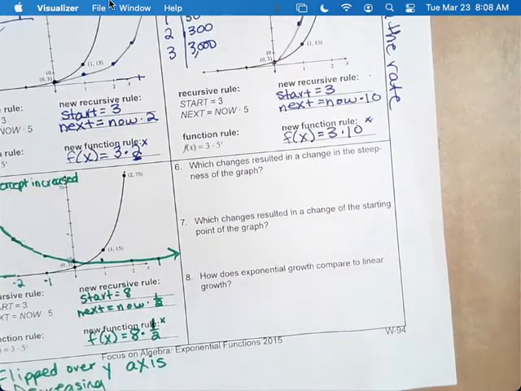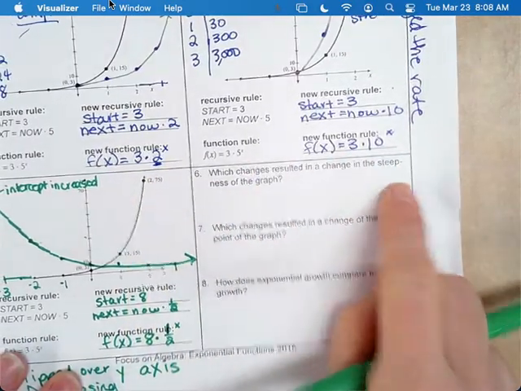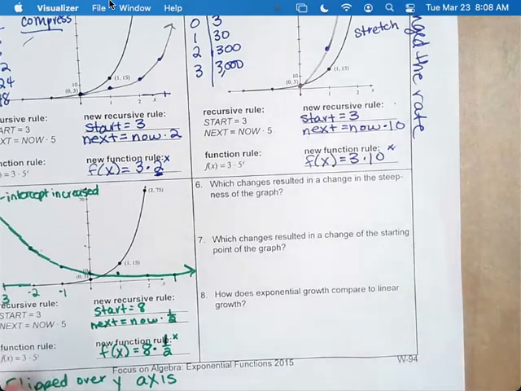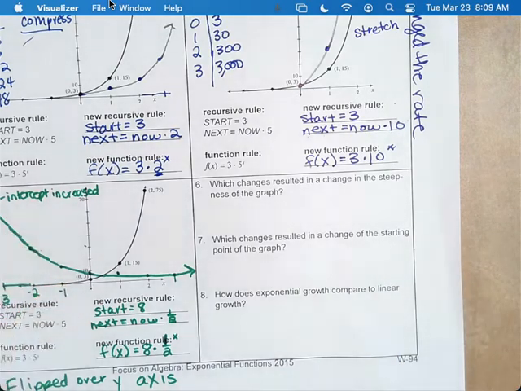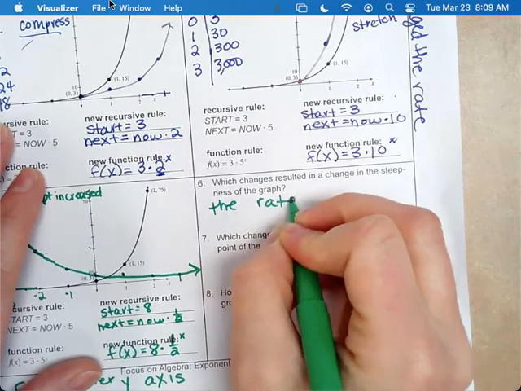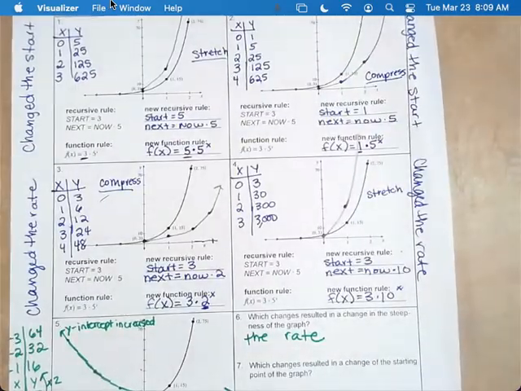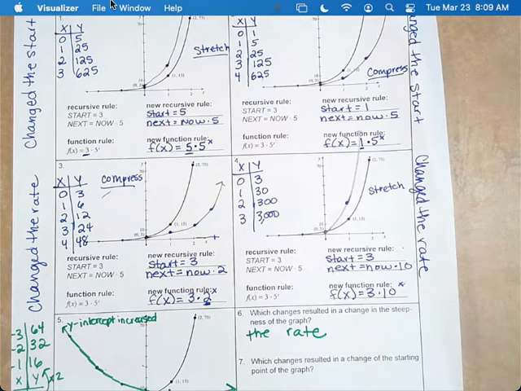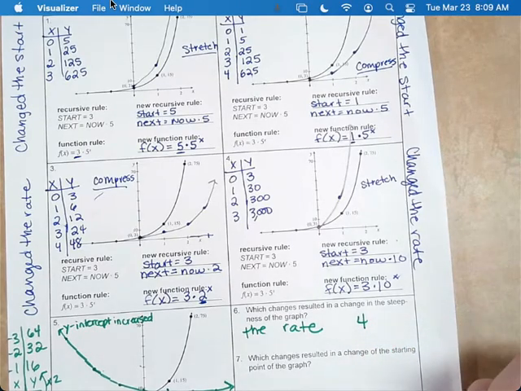Let's look at 6. Which changes result in a change in the steepness of a graph? So what changes the steepness of the graph? It's not called slope in exponential. In linear, it's called slope. Yeah, the rate. Rate changes the steepness. So out of all of these, which ones change the steepness or the rate? What numbers? 4 and what? 1.